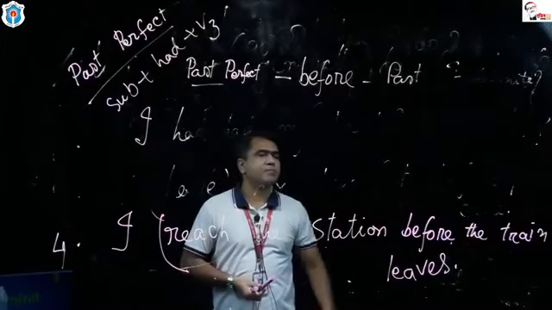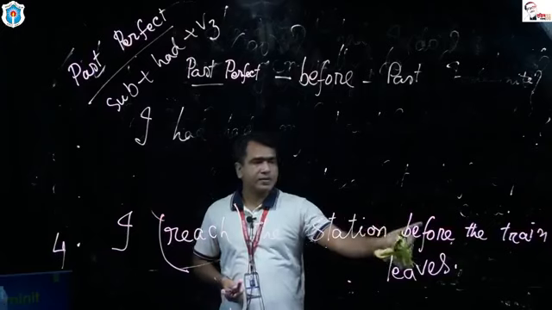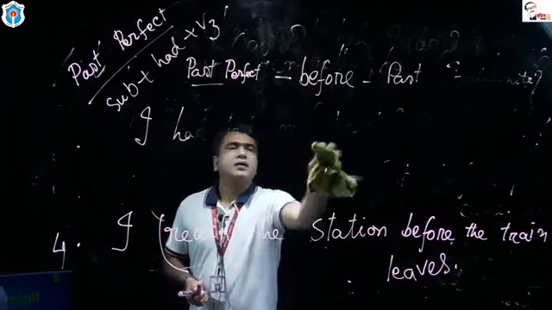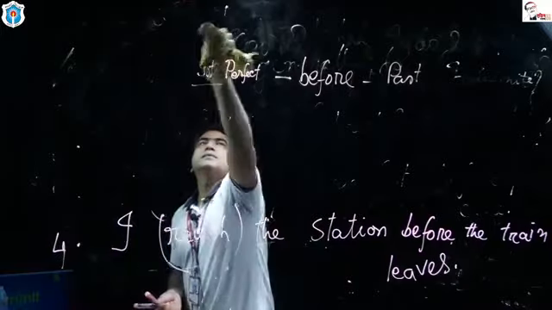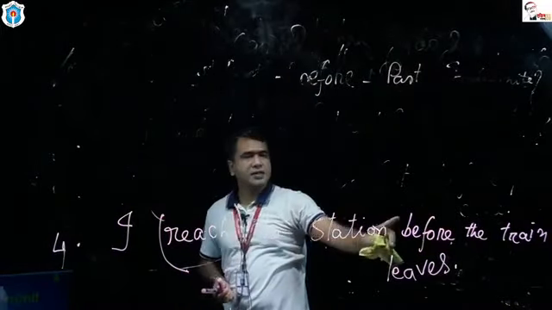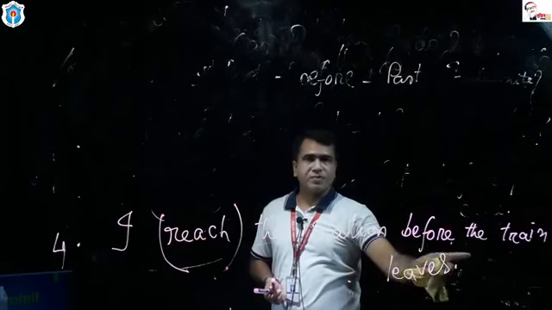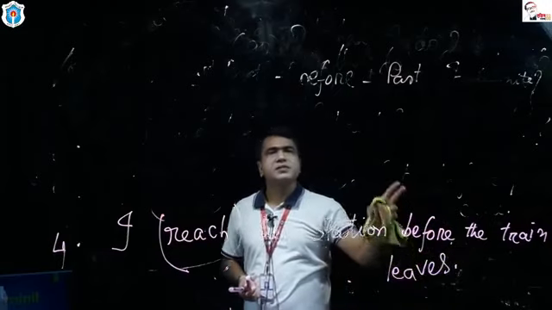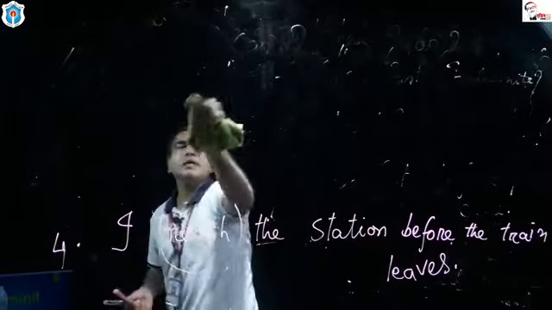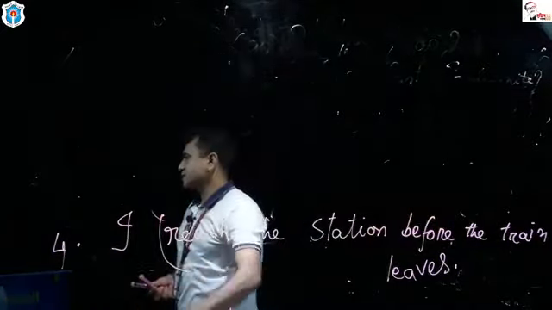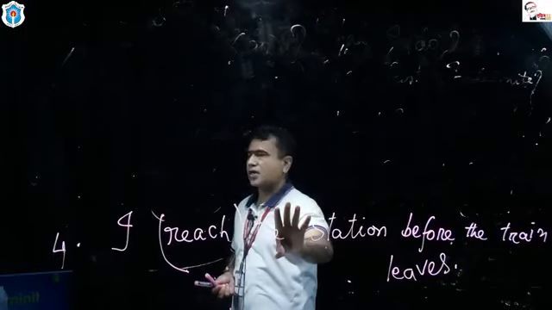I reach the station before the train leaves. Now, we should follow the second sentence. I have written the train leaves. It is present indefinite tense. So, now the rule, you can write it in your khata: if we use present indefinite tense after before, that means the second sentence is present indefinite, then we will have to make the first sentence future perfect. This is the rule.